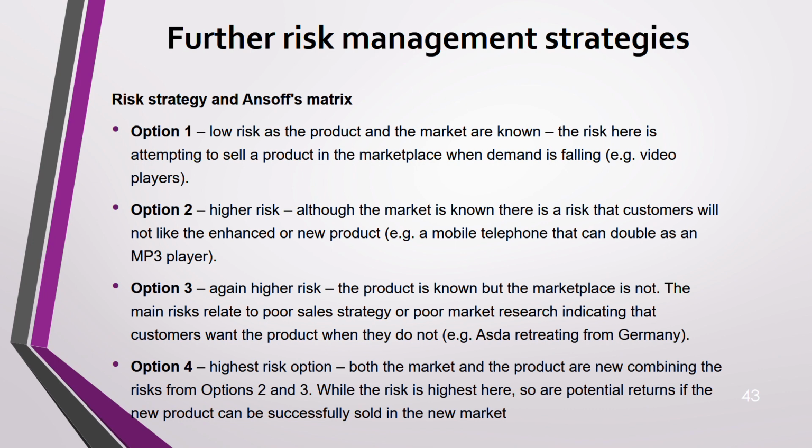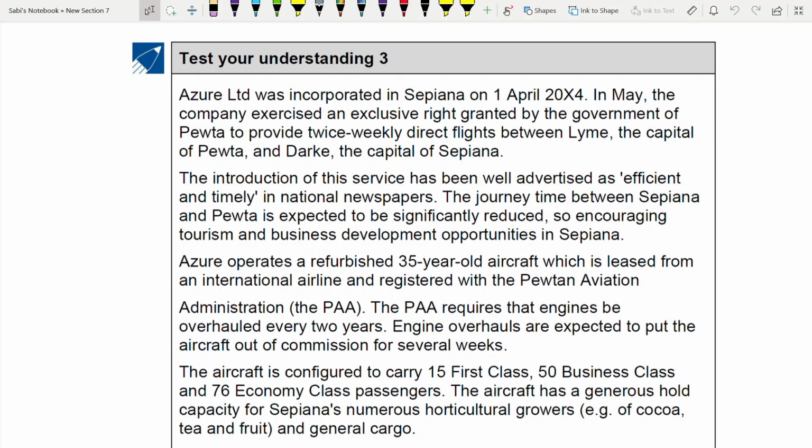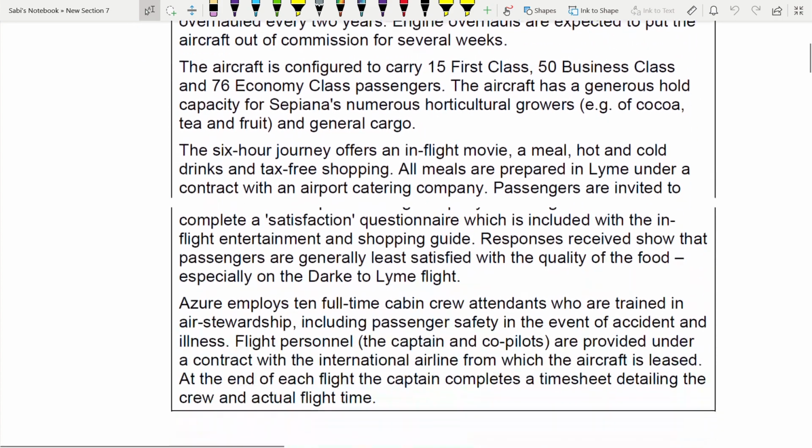Okay, now let us do Test Your Understanding 3 before we go to risk auditing. That is the last Test Your Understanding. This is a long case study and the answer is pretty long, because there are 17 types of risk that have been identified in this. Okay, first let us read the requirement.